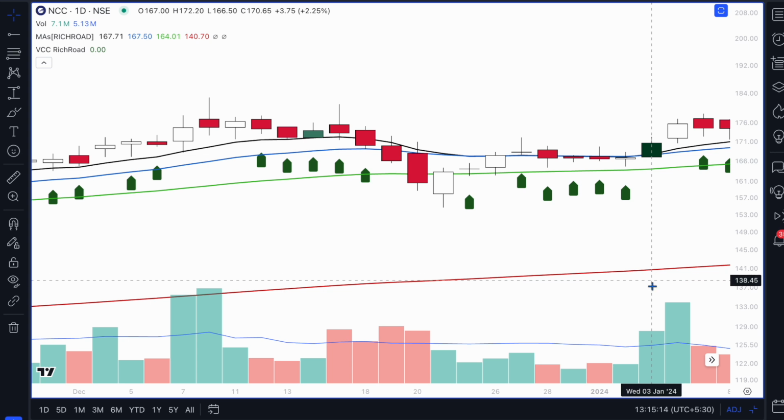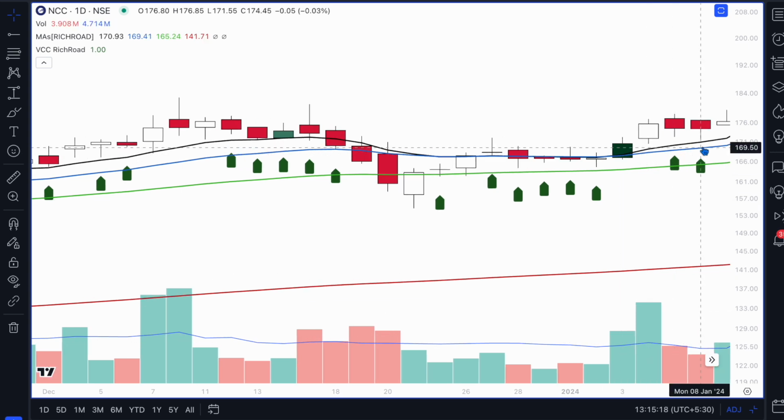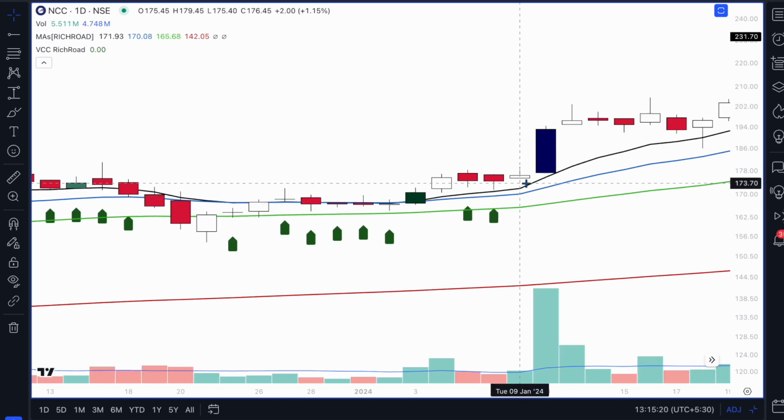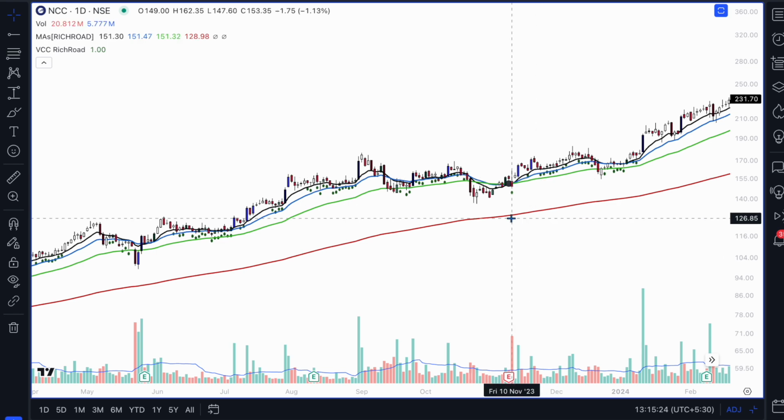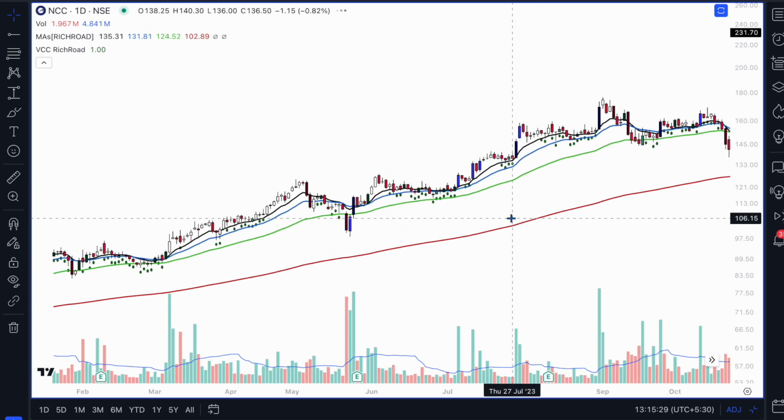See, two good looking candles, good volumes, takes 10 away from 20. And then the buy signals are coming. That is the buy area. See for yourself what happened after that. Fine. So this is important to understand.